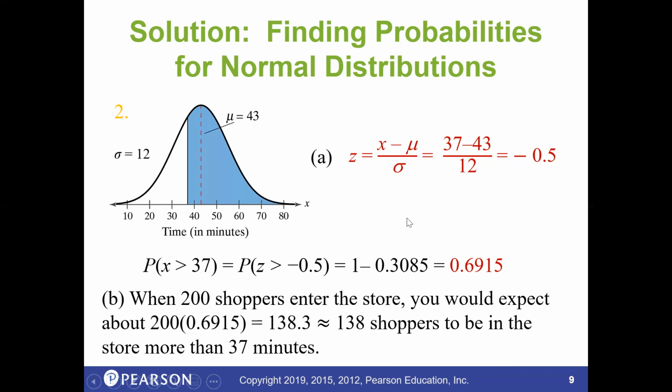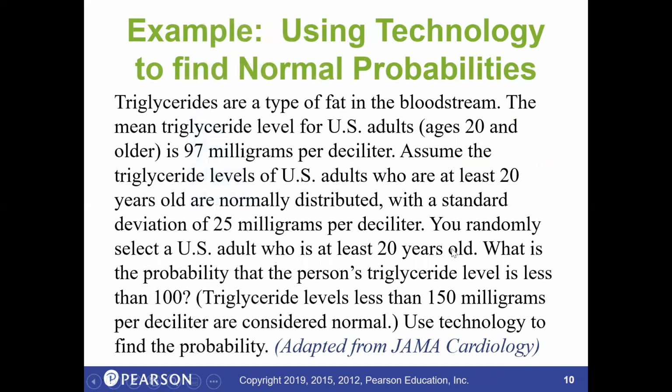Third example here. Okay, everybody okay with this one? Everybody finished it off? Let me go back. All right, let's go into health stuff here. Triglyceride levels. They're a type of fat in the bloodstream. The average triglyceride level in the US for adults 20 and older is 97 milligrams per deciliter of blood. I assume triglyceride levels for adults who are at least 20 years old are normally distributed. So again, we can use the normal curve. We're just assuming it for now. Standard deviation is 25.